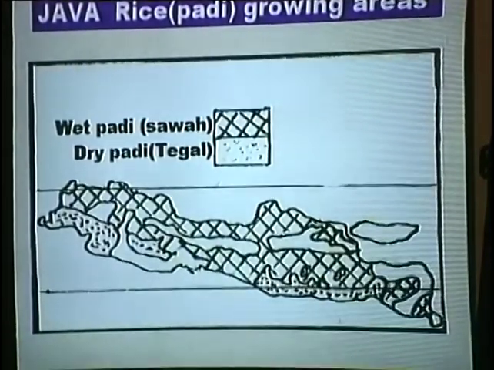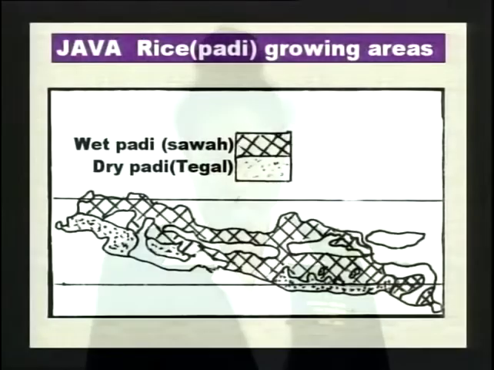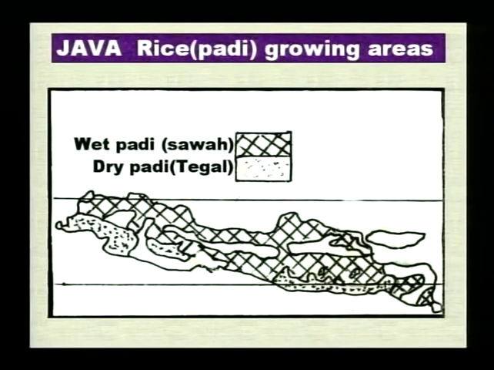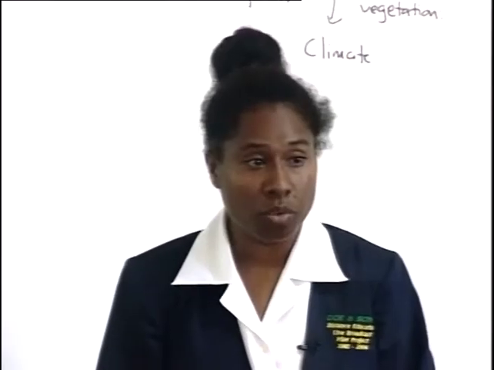Okay, and in our next lesson, we are going to actually look at mainly rice growing in terms of the wet rice or paddy or sawa, as it is called in Indonesia, and the dry rice or the dry paddy, which is called tegal in Indonesia. And we'll look at that in our next lesson. Okay, with that information, that will also bring us to the end of our lesson.